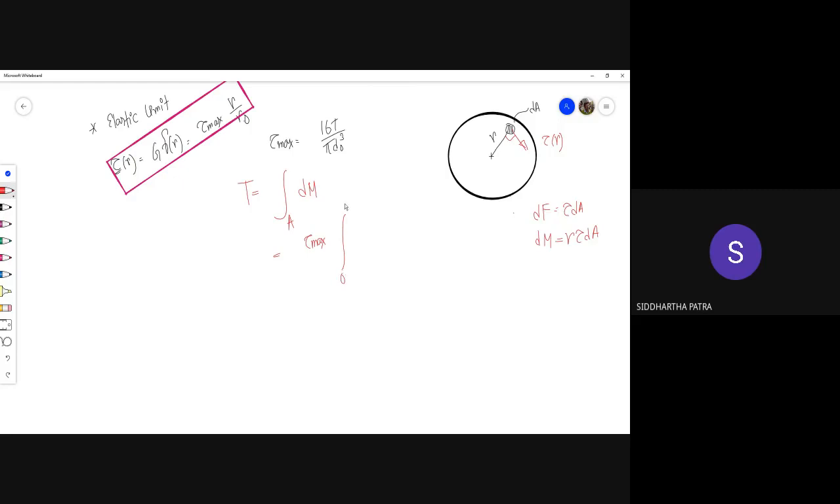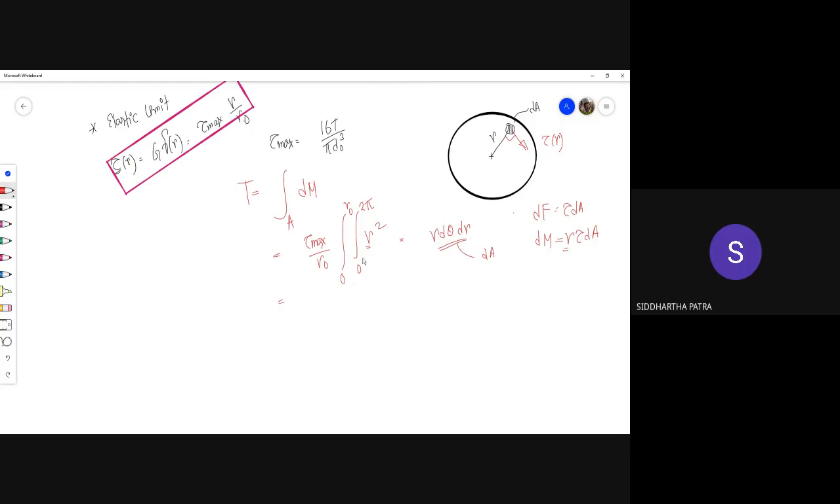0 to r0, 0 to twice pi, r d theta dr. So 0 to r0, r d theta dr. This is the differential area dA. Then there is r for taking moment, and then you are substituting the expression for tau, which has another r. So total of r cube.